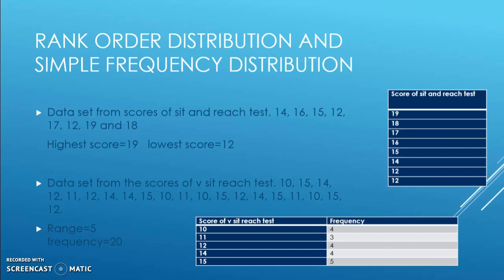Rank order distribution and simple frequency distribution. Simple frequency distribution is used to organize smaller data sets. When the number of cases being studied is small, it is hard to list them separately because the list would be too long. One column has raw data scores and the other has frequency scores, e.g. the number of times that specific score was achieved.